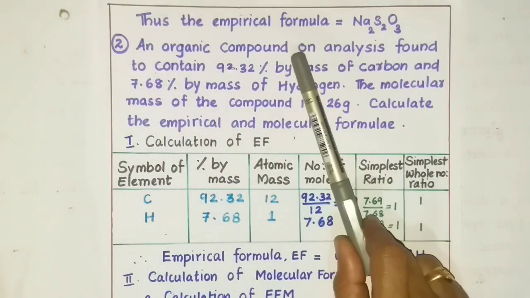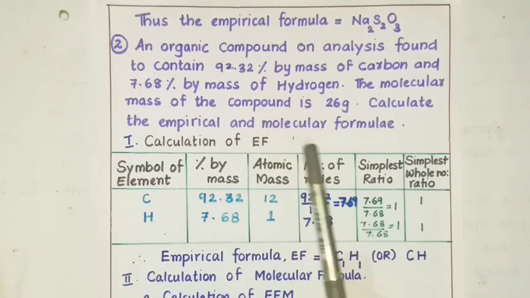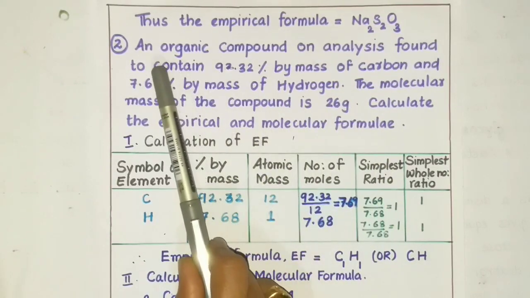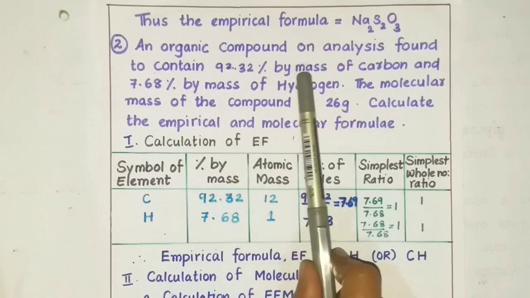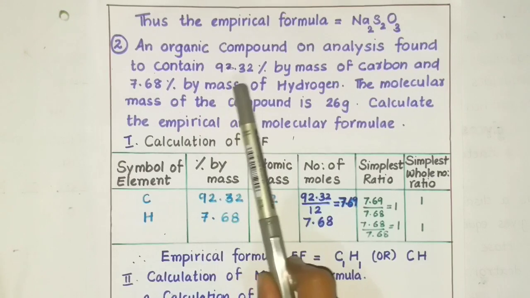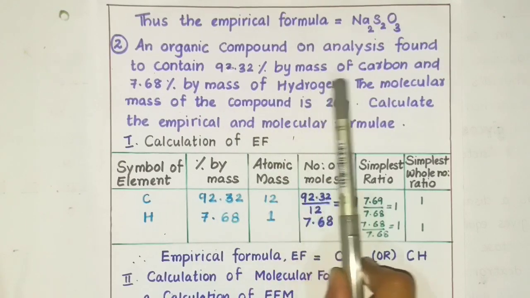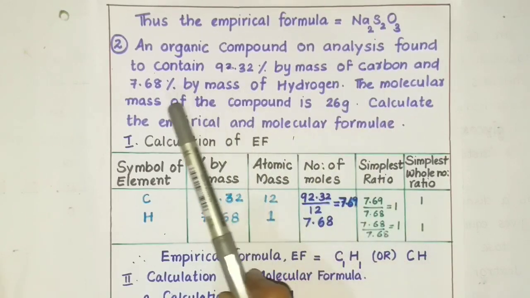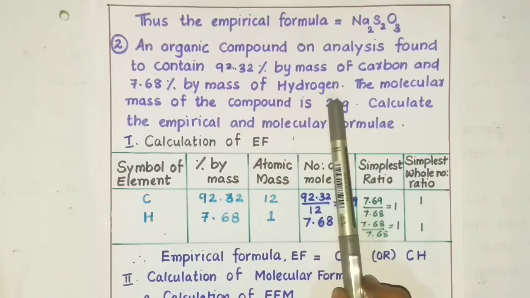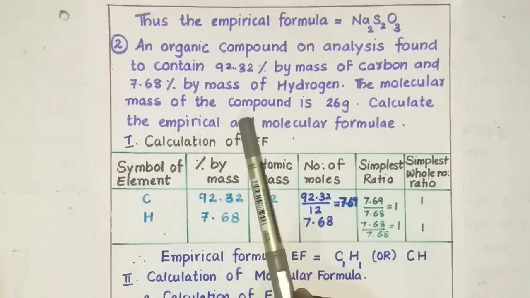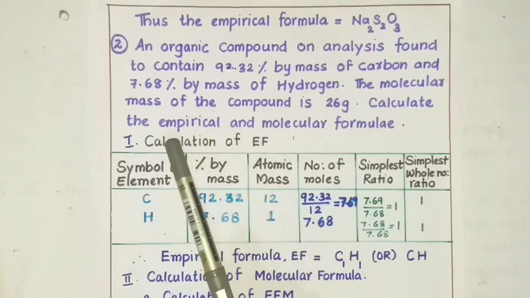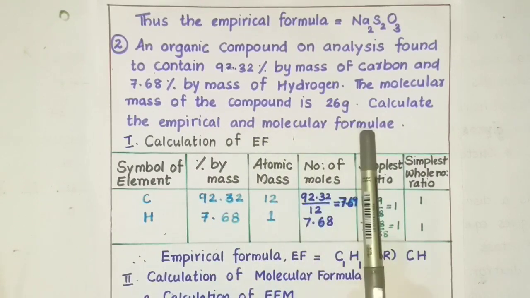Next, our problem is to calculate the molecular formula of the compound. The problem: an organic compound on analysis is found to contain 92.32% by mass of carbon and 7.68% by mass of hydrogen. The molecular mass of the compound is 26 gram. Calculate the empirical and molecular formulae.